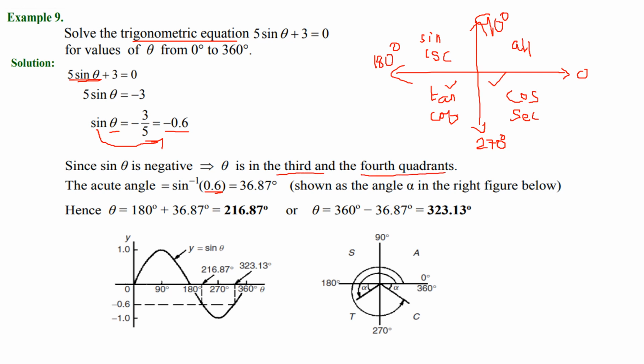So sine inverse of 0.6 is 36.87 degree. But we have to find the angle for the third quadrant, so we have to add 180 degree. For the fourth quadrant, 360 degree minus the answer. So for the third quadrant, we add 180 degree, and for the fourth quadrant, 360 minus 36.87 degree. The picture is no need, this is just for your reference.